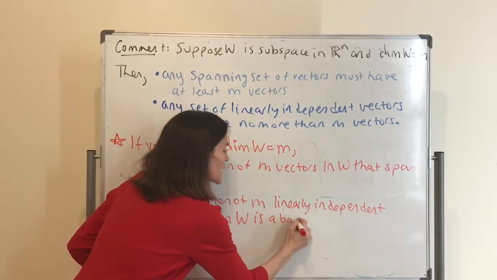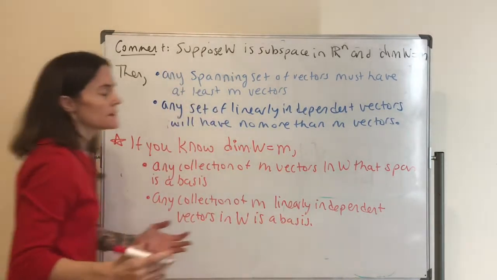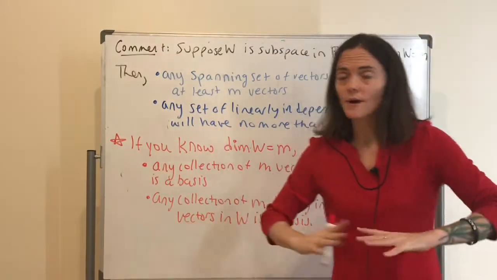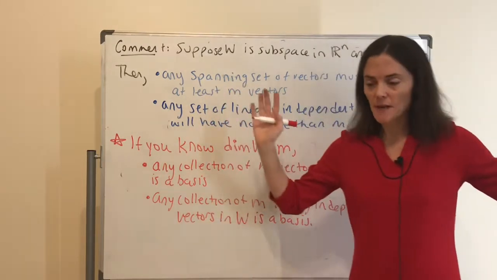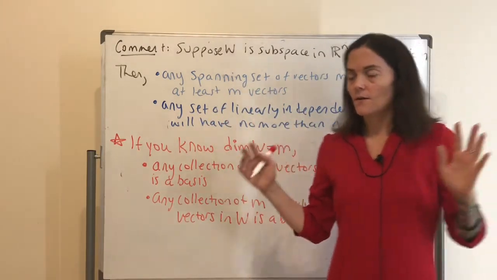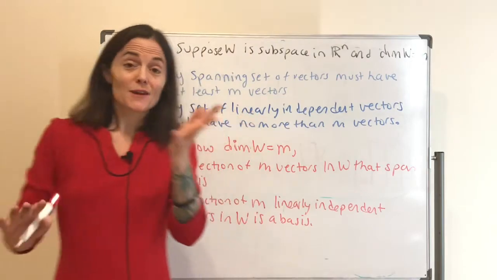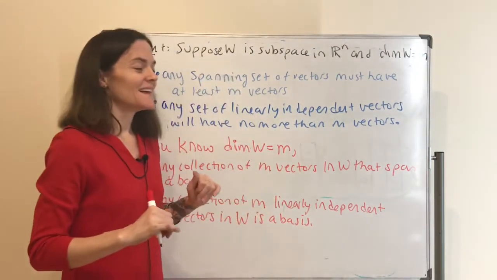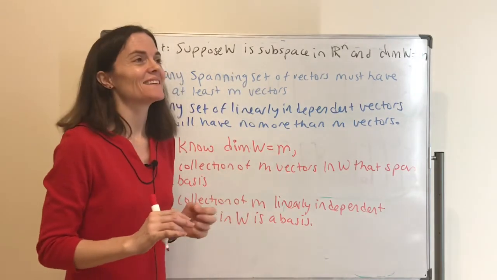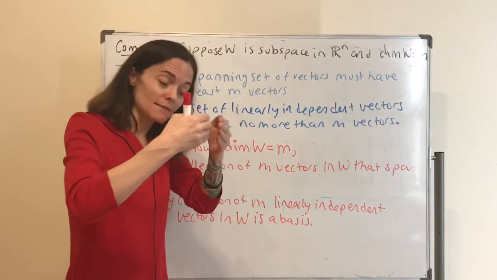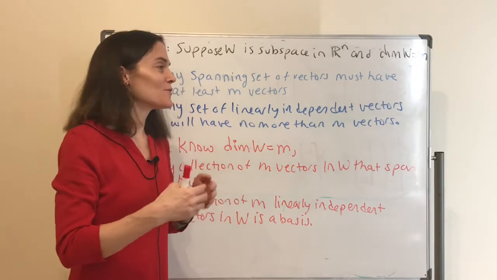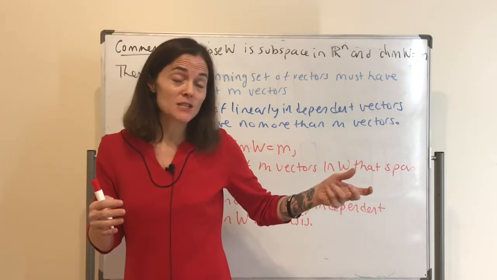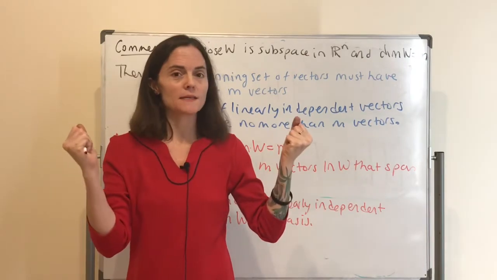So the nice thing about this, okay, vectors that span, you know the number, it's got to be at least as many as the dimension, okay? Vectors that are linearly independent, it's got to be no more than the dimension, okay? So if you're in this really happy place where you know, for instance, that your vectors span and you have exactly the dimension of your subspace, this will be a basis.